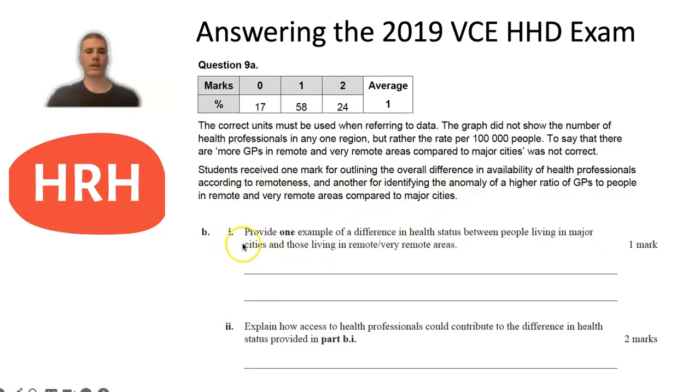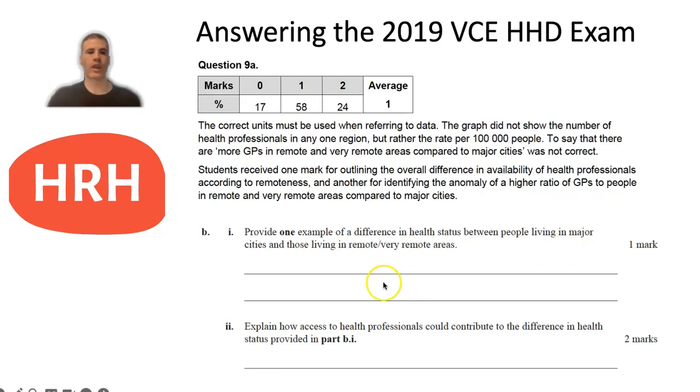Then B, part 1, was asking you to provide 1 example of a difference in health status between people living in major cities and those living in remote and very remote areas. Once again, you don't need to have data in your mind for these questions. You could have just said something like people living in major cities typically have a higher life expectancy than those living in remote or very remote areas. There are lots of different examples, so any of those would have been fine, just making sure that you mention both of those population groups in your answer.